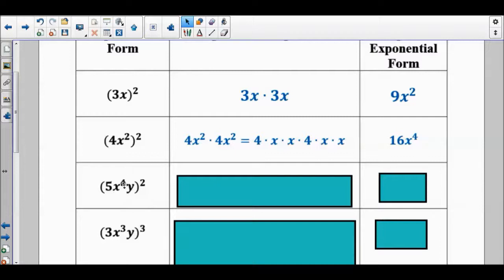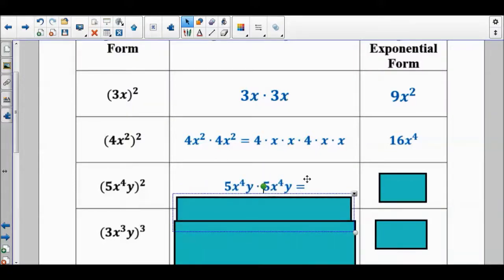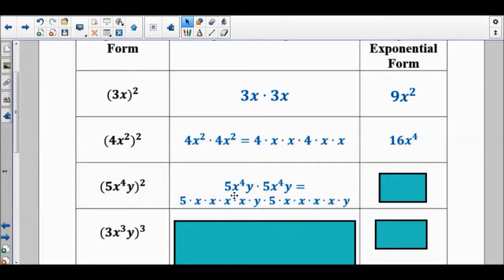Here we have 5x to the 4th y, and then all that is being squared. So when we write this out, we have 5x to the 4th y times 5x to the 4th y, right? We have both of those being multiplied twice because it's being squared. But then we can write those terms out. This first term is a 5 with 4 x's and then a y, and then this term, same thing, a 5, 4 x's, and then a y. So then if you think about multiplying all these, you're going to multiply like things. So 5 times 5 would give us 25, and then we have 8 x's, so x to the 8th, and only 2 y's, so y squared.